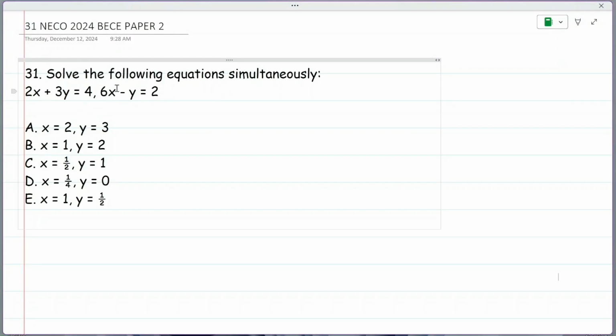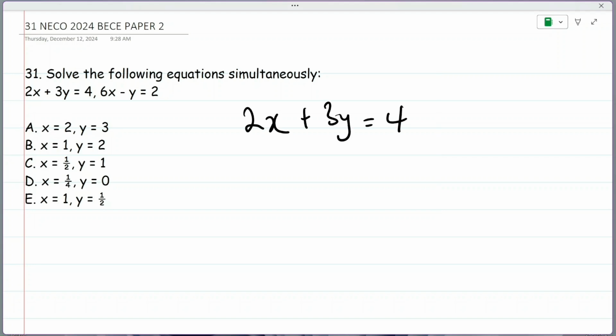Question 31. Solve the following equations simultaneously. We have 2x plus 3y equals 4 as equation 1 and 6x minus y equals 2 as equation 2. We can solve this simultaneous equation by substitution or by elimination.